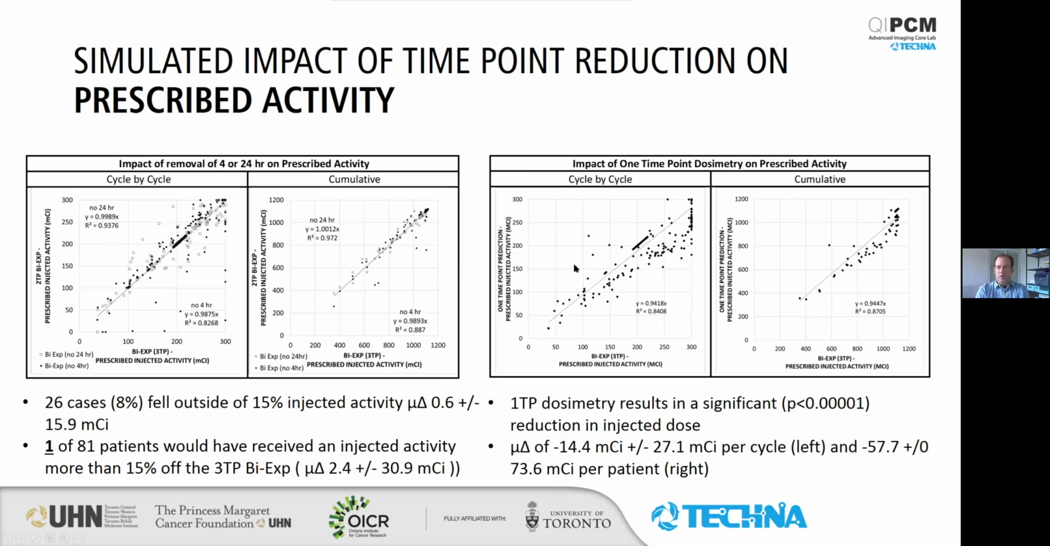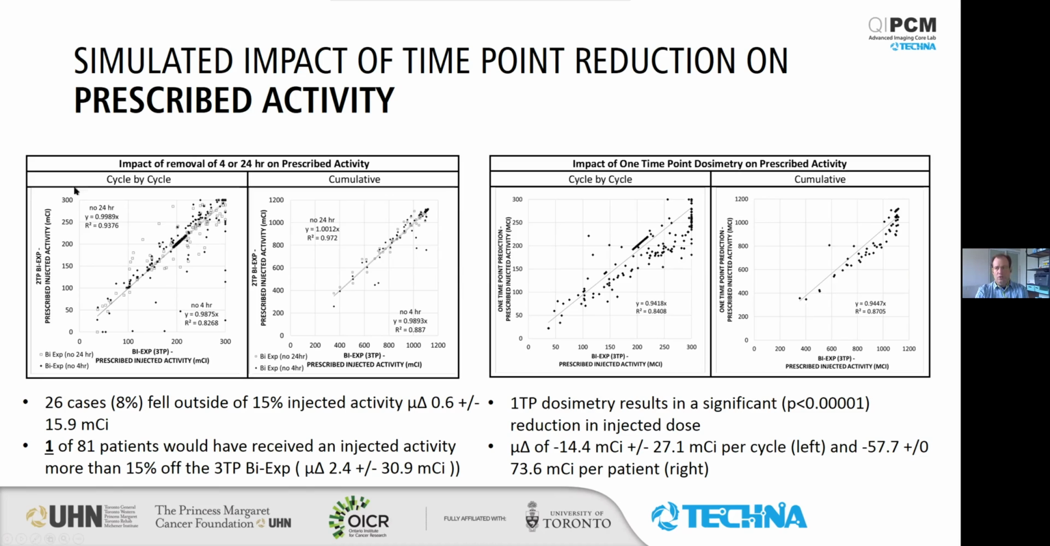So where the previous panel illustrated the impact of removing 1 or 2 time points on the calculated dose, this figure shows what the impact would have been if we used those calculated doses to prescribe the subsequent fractions of lutetium. So if we pretended we had only done the imaging at 4 and 72 or 24 and 72, what would we have prescribed for the next cycle?